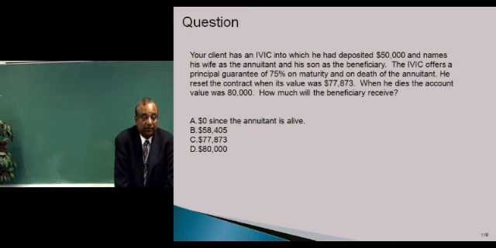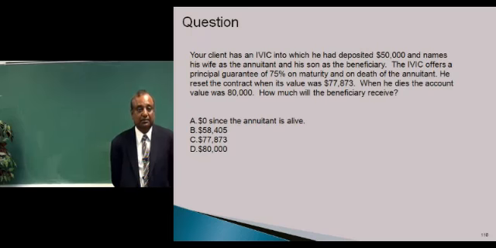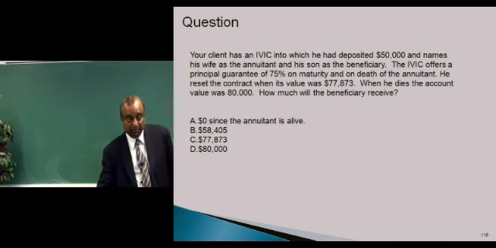So in this question, obviously the original guarantee was $37,500 with a 75% guarantee, but he reset it when it was $77,873. So his guarantee went up to $58,405. When death occurred, the account value was $80,000, which is more than the guarantee amount. So how much will the beneficiary receive? Beneficiary will receive the higher amount. So the beneficiary receives $80,000. Answer is D. D as in David.